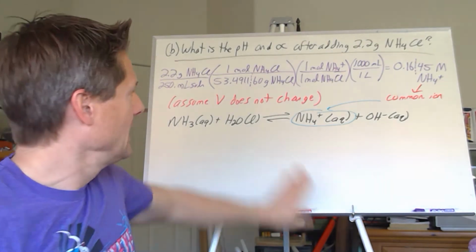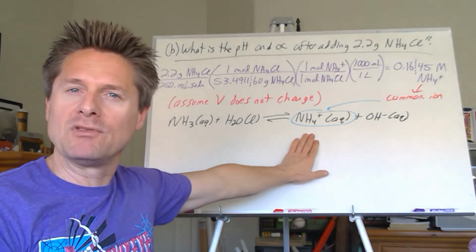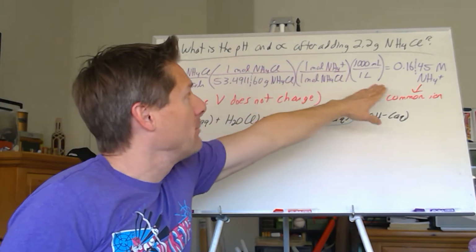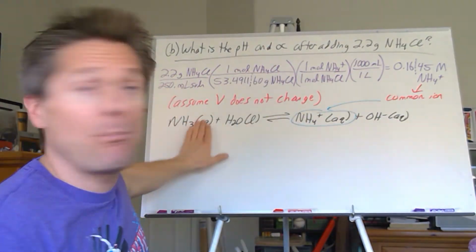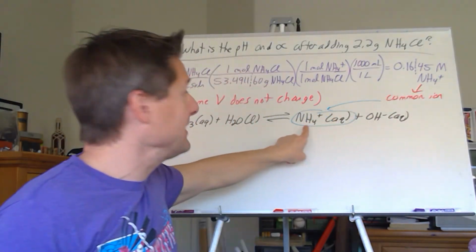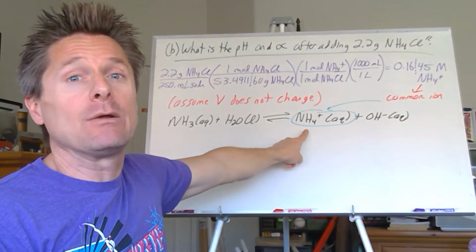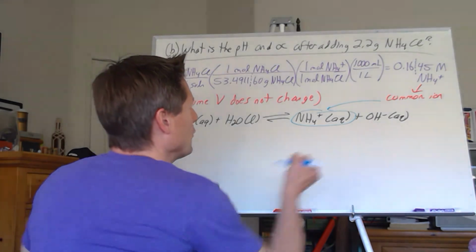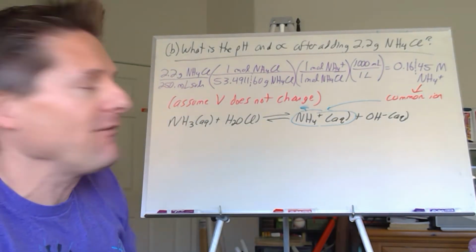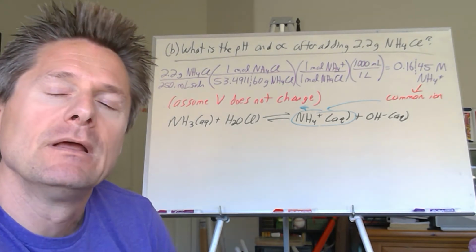Common ion effect. I have an equilibrium system from the ammonia weak base. I'm adding the ammonium chloride salt. It produces chloride ion, which is not part of the equilibrium system, but it does add NH4 plus, the ammonium ion, which is in the equilibrium system. I am increasing that. So that's going to shift to the left and suppress the ionization of the weak base.